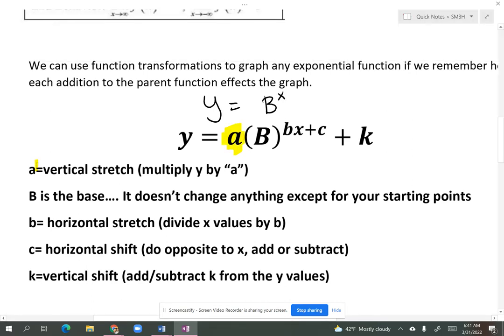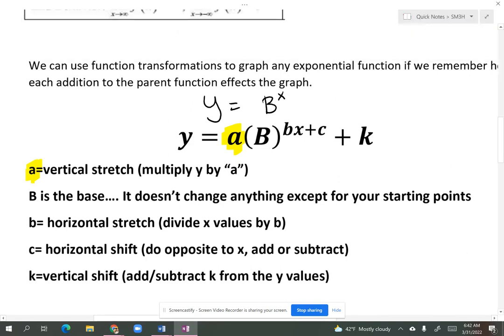So this a out front is our vertical stretch, and how we stretch it is we multiply our y's by a. If a is negative, then it flips it upside down with a vertical reflection, or a reflection over the x-axis. If a is small, it's going to make it shorter and fatter, all that stuff that we're used to.